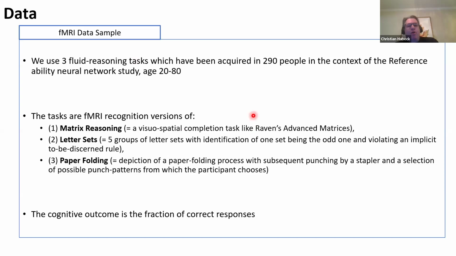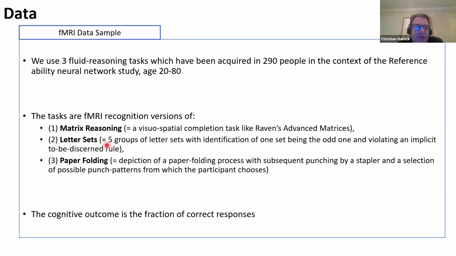But let me go back to here. We have 290 people, and we have 3 fluid reasoning tasks. I'm not going to explain them very much. I mentioned the paper folding already. We also have matrix reasoning that's similar to Raven's advanced matrices, a classic fluid intelligence test. Again, it's a recognition version, so people need to pick out one pattern that best completes a matrix of 9, where 1 is missing. And we also have a task where people see a letter set of 5 groups of letters, and they need to figure out the rule by which these letters have been arranged. One of the groups violates the rule. So it's an odd man out.